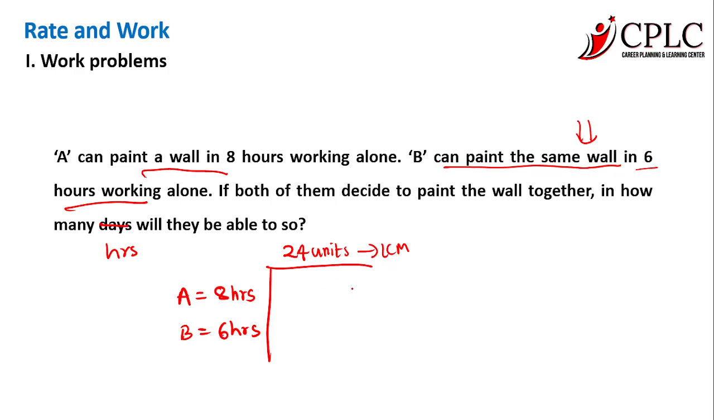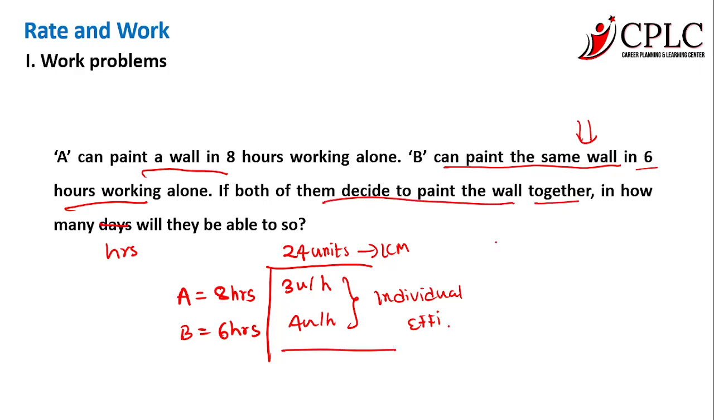Now let's find out the individual efficiencies of A and B. A can do 24 units in 8 hours. So on a per hour basis, he'll be doing 3 units. 8 threes are 24. B can do 24 units in 6 hours only. So B's efficiency will be 4 units per hour. 6 fours are 24. These are their individual efficiencies. Now what if they decide to paint the wall together? If they start working together, their combined efficiency will be 7 units per hour.